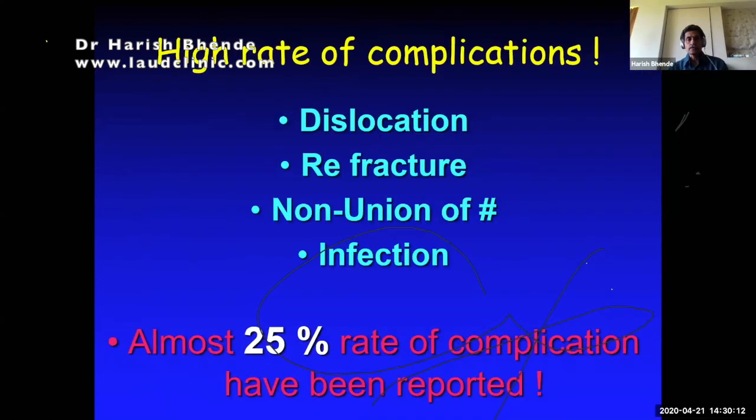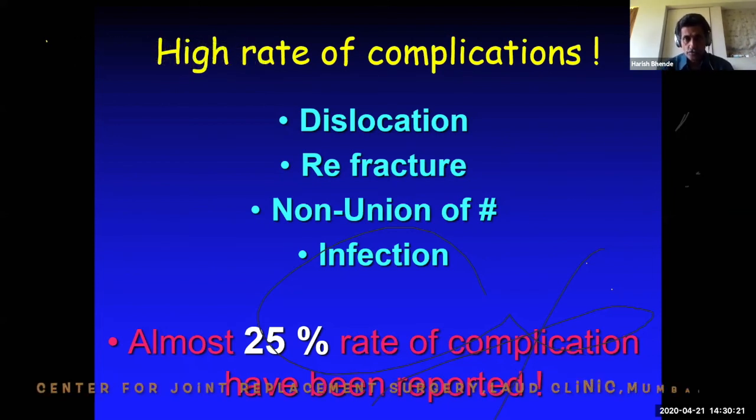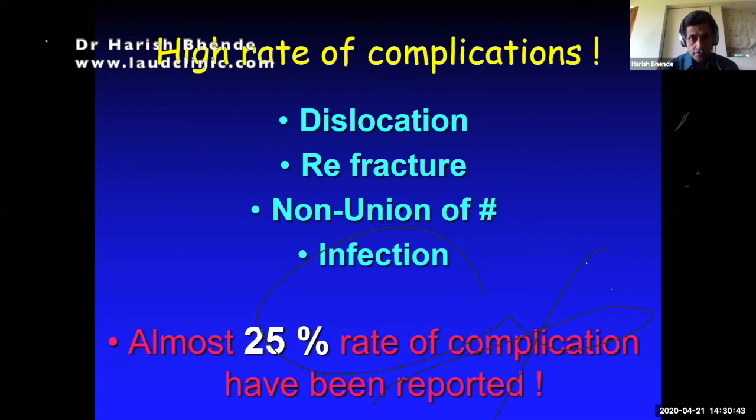Now, usually when you treat a periprosthetic fracture, it has a very high rate of complication. Dislocation rate is very high, refracture rate is very high, non-union of the fracture can happen, and infection can happen. Some of the articles have mentioned a 25% rate of complication or resurgery because of any one of these three things. We have to be very careful about doing this surgery because we need a lot of planning. If you don't plan, you may end up with an improper outcome and inadequate results.